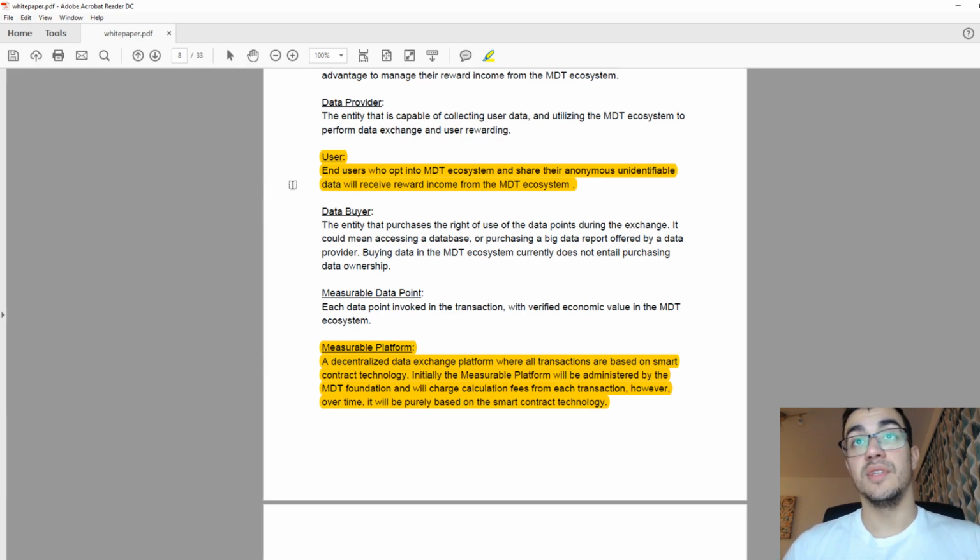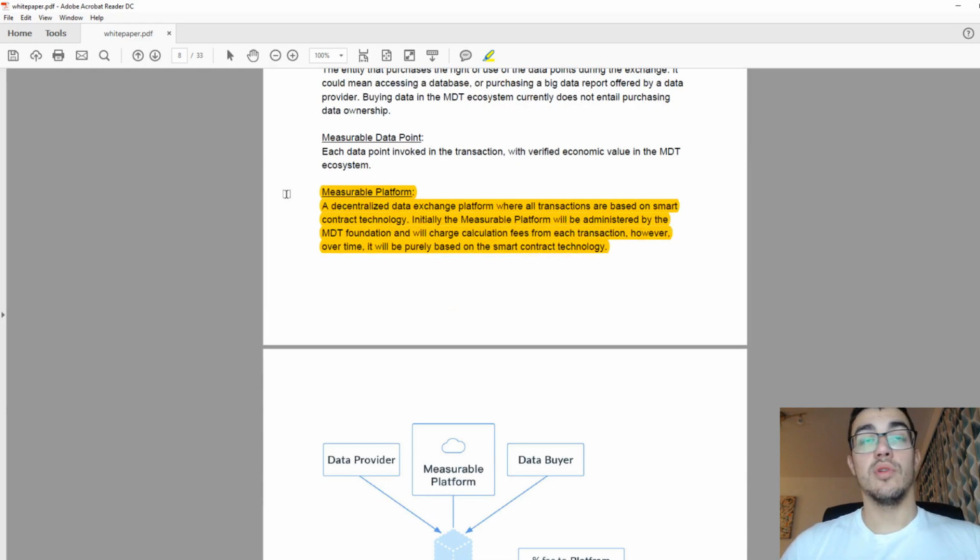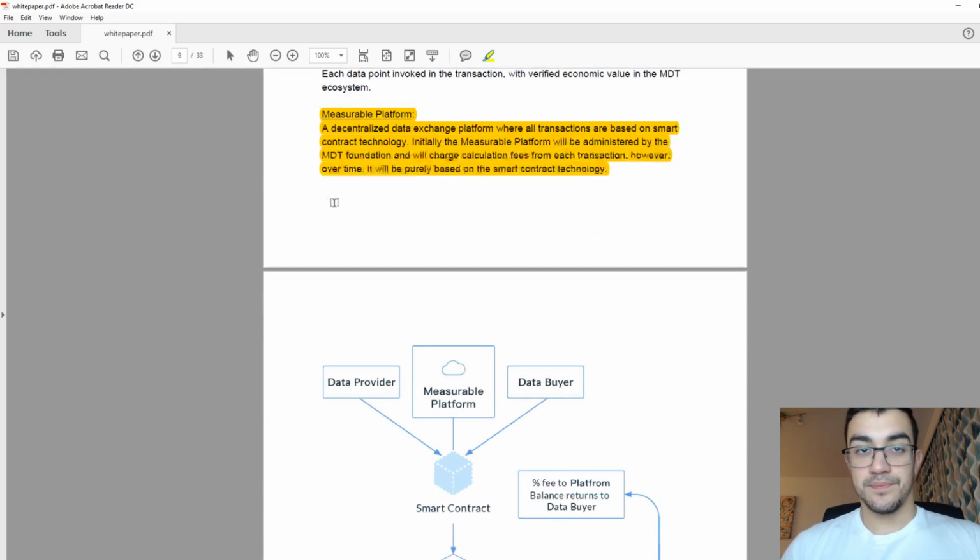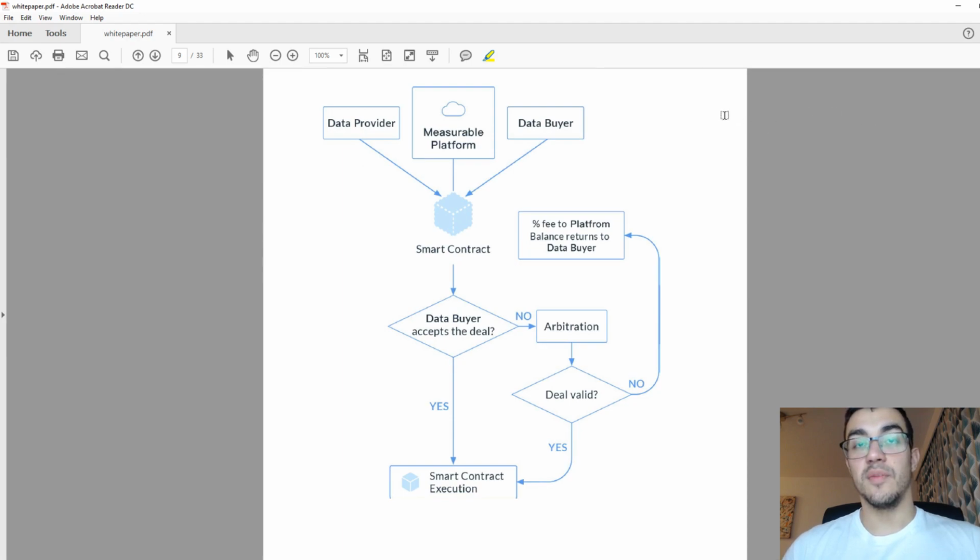in the MDT wallet. Measurable Platform: a decentralized data exchange platform where all transactions are based on smart contract technology. Initially, the Measurable Platform will be administered by the MDT Foundation and will charge calculation fees from each transaction. However, over time, it will be purely based on smart contract technology. So at first, an MDT team will be managing the platform, but in the long term, it should be run by smart contracts. Here you have a visualization of the product.